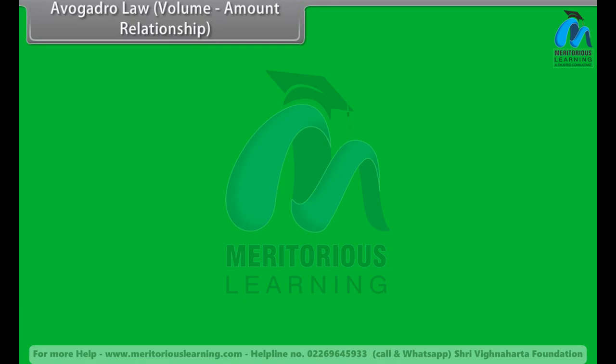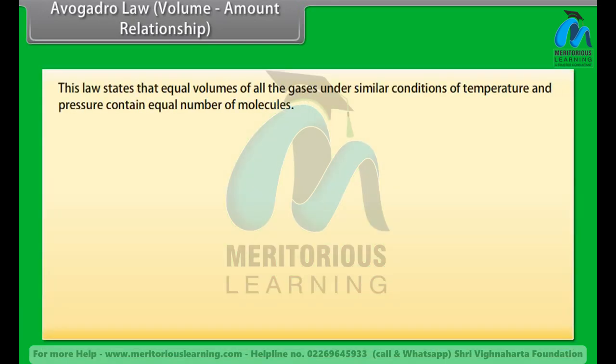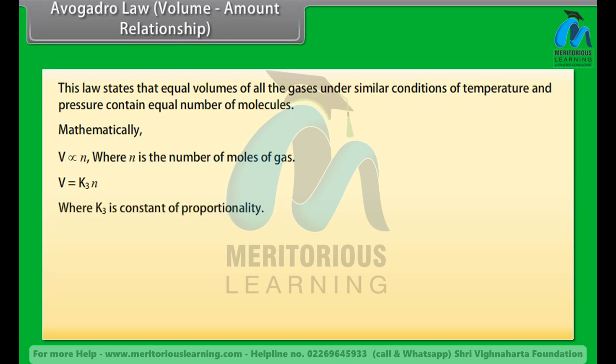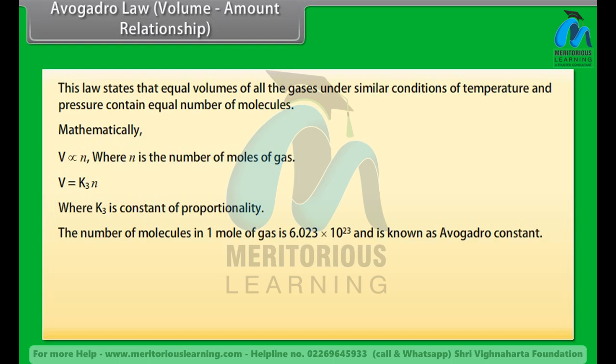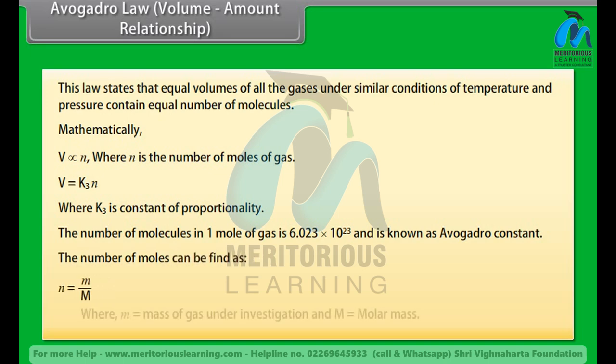Avogadro's law, volume-amount relationship. This law states that equal volumes of all the gases under similar conditions of temperature and pressure contain an equal number of molecules. Mathematically, volume is directly proportional to the number of moles of gas. V is equal to K3 n, where K3 is the constant of proportionality. The number of molecules in 1 mole of gas is 6.023 into 10 raised to the power 23 and is known as Avogadro's constant. The number of moles can be defined as n is equal to m by M, where m is the mass of the gas under investigation and M is the molar mass.